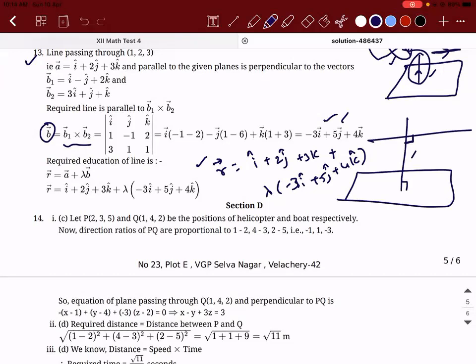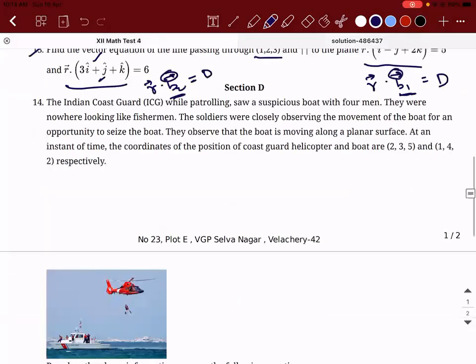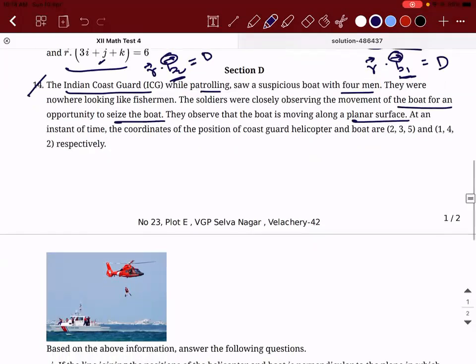Next, 14. The Indian soldiers saw a suspicious boat far away. They were nowhere looking like fishermen. The soldiers were closely observing the movement of the boat for an opportunity to seize the boat. They observed that the boat was moving along a planar surface. So it is moving along a plane.